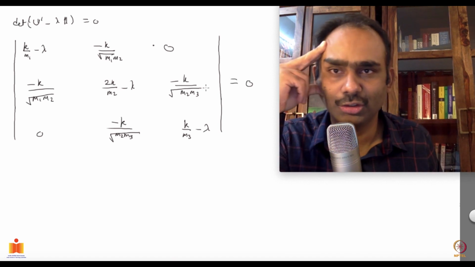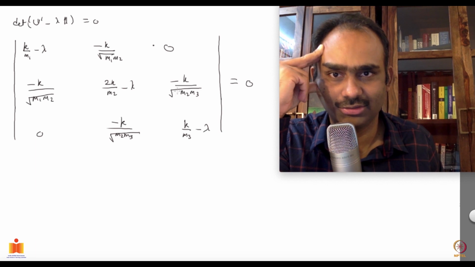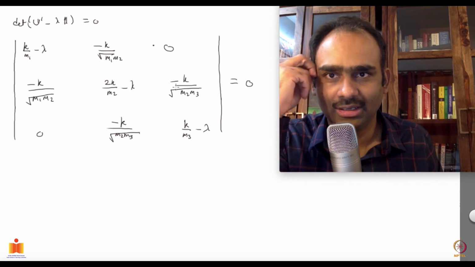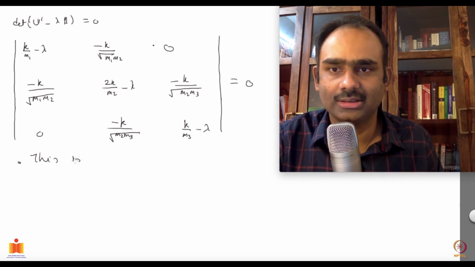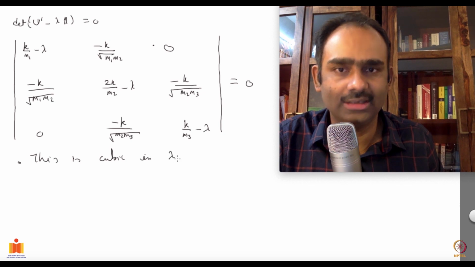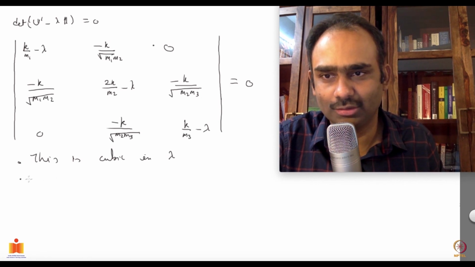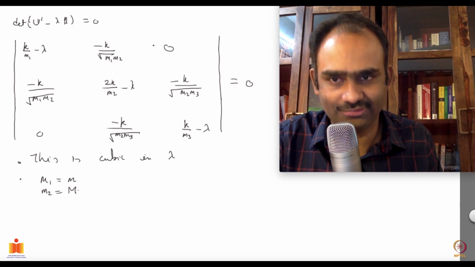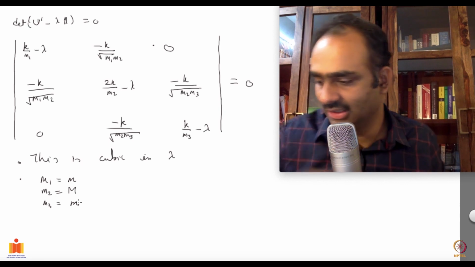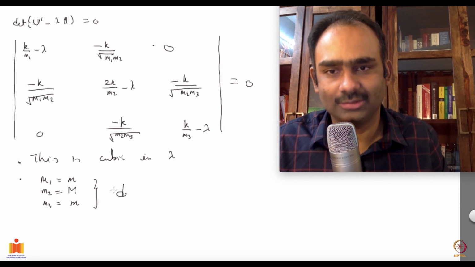Okay, now this is a cubic equation in lambda, because you take this and then you have to multiply these two, and you can see clearly that this is going to be cubic. So let me write down that thing. This is cubic in lambda, and in general you expect 3 roots. Now what I'll do is make the molecule a little more symmetric. So I'll put m1 to be m, m2 to be a different mass, capital M, and m3 to be the same as m1, small m.